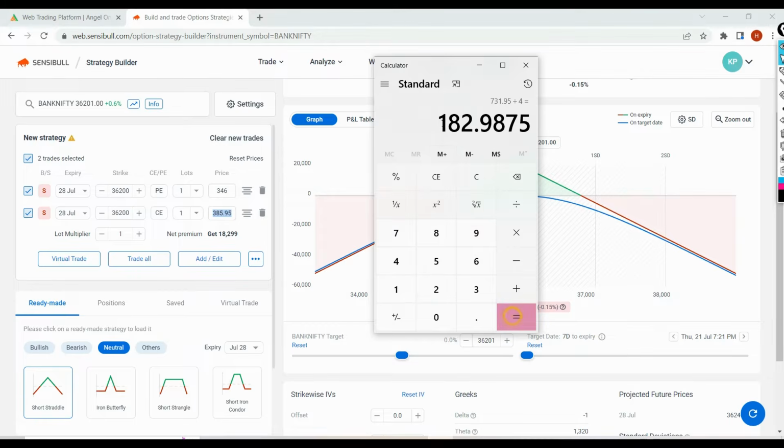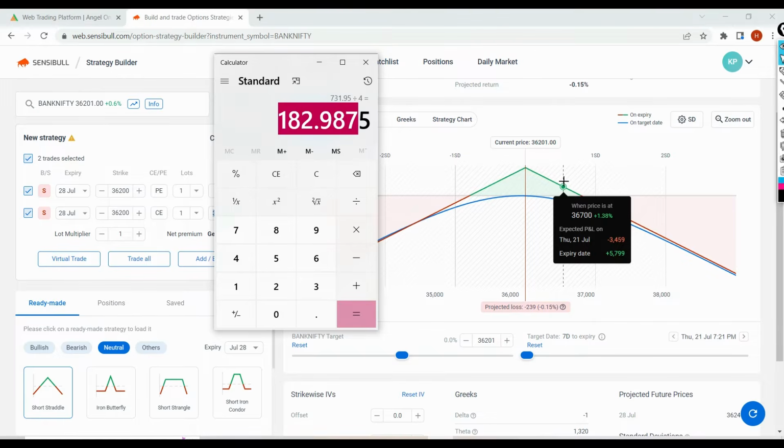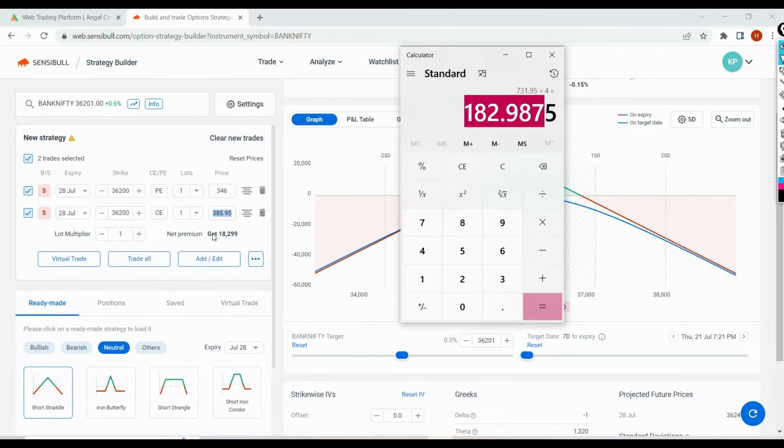That's it, right? 182, friends. 182 is the premium. So let's say this is your straddle. The moment the market goes downside 182 or upside 182 points, you have to start your adjustments. Got it? You are with me, right? So far, you took the consolidated premium and divided by 4, which is 182.